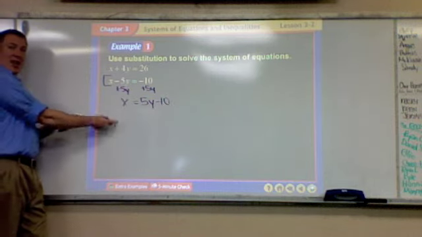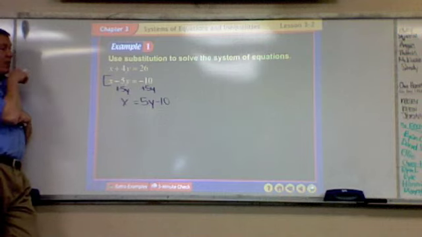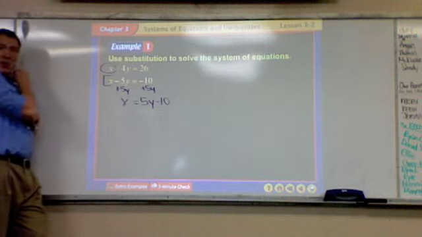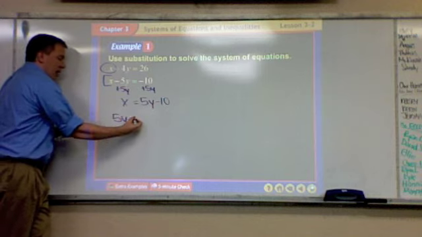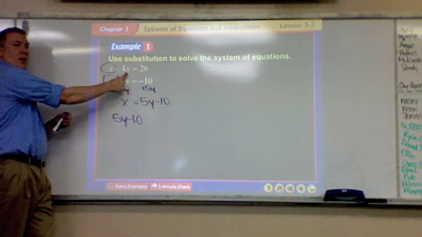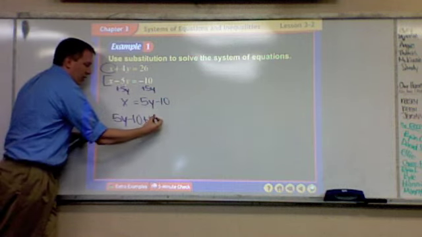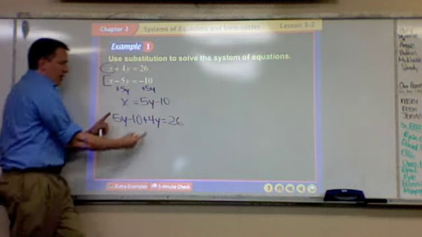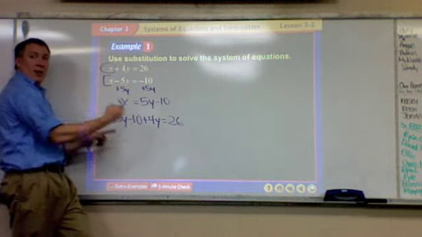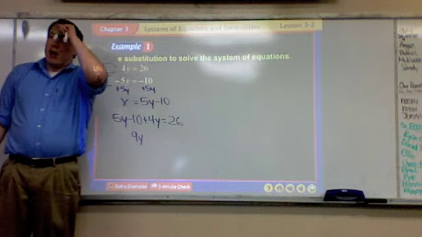So wherever I see an x, I can put 5y minus 10. Hey, do I see an x up here? What can I put? 5y minus 10. Then what does it say? Plus 4y is equal to, what does it say? 26. So how many 5y's plus 4y's? 9y's?